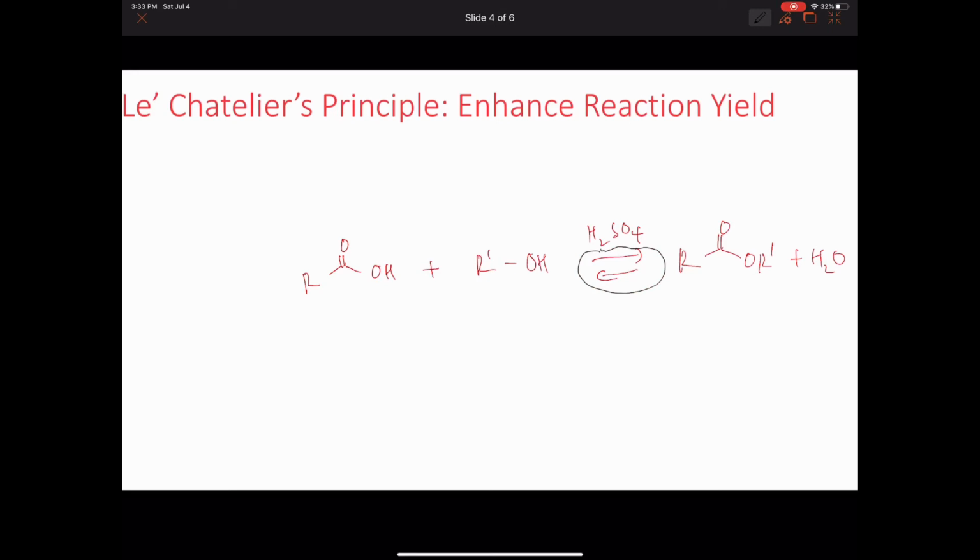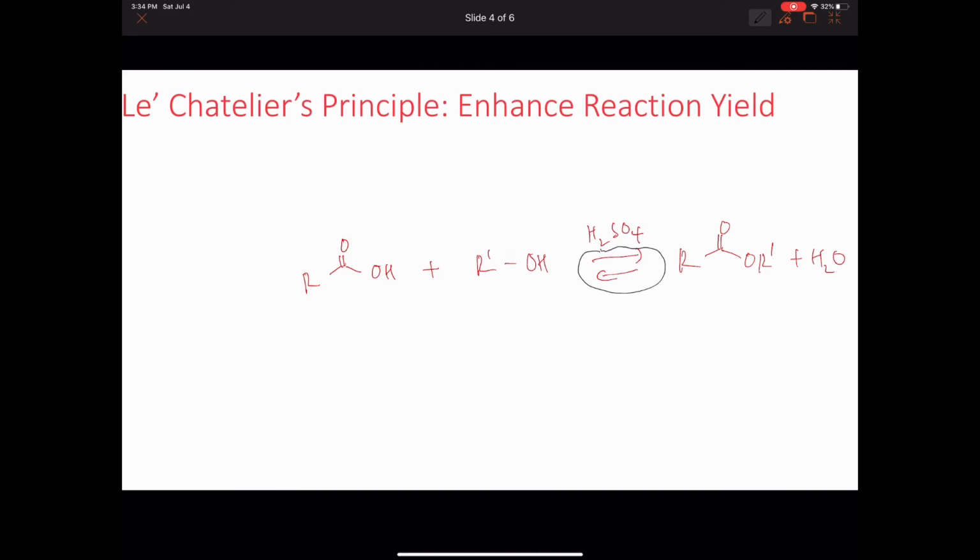That means the carboxylic acid reacts with alcohol to form the ester, but at the same time, the ester can react with the water to reform the carboxylic acid and the alcohol. So we never have 100% yield of the ester. The maximum yield is just around 60 to 70%. So how can we improve the yield? How can we get more of the ester?